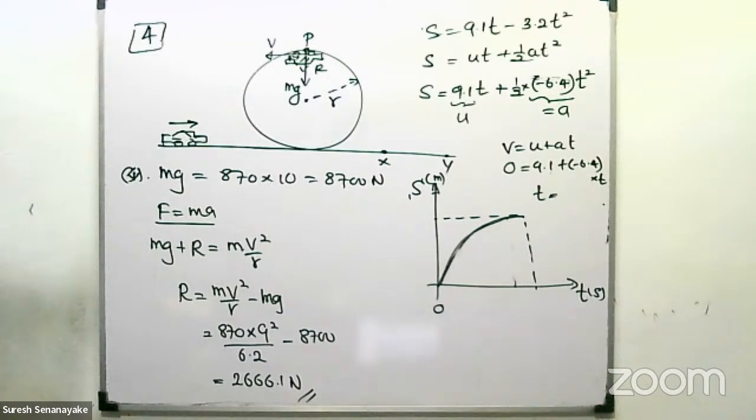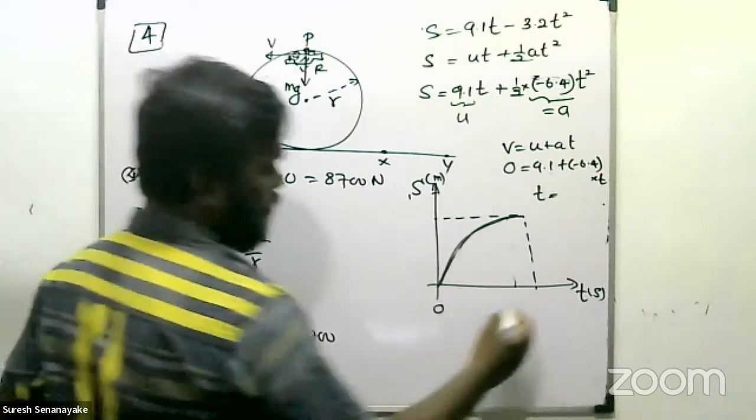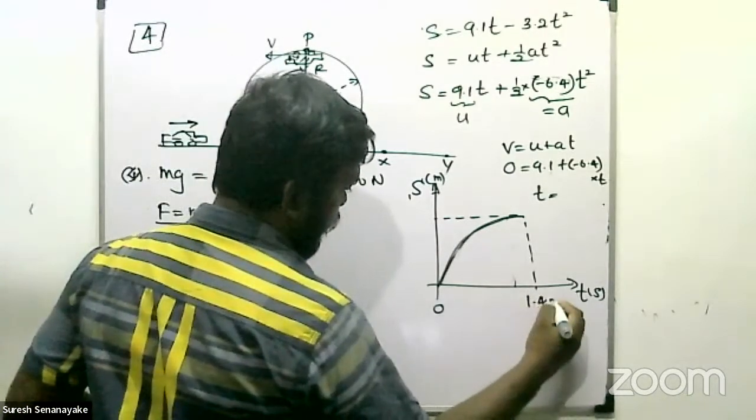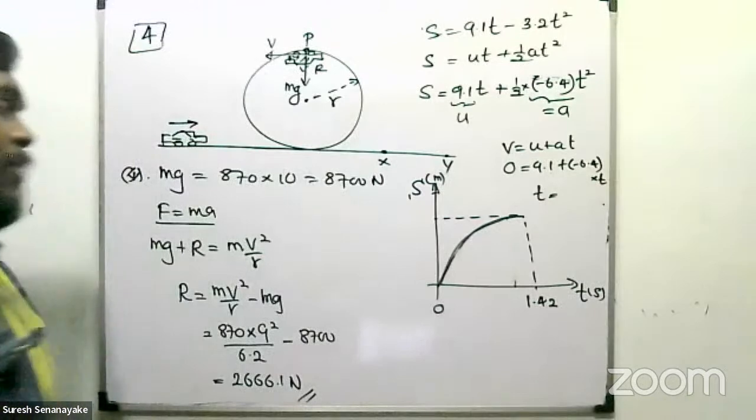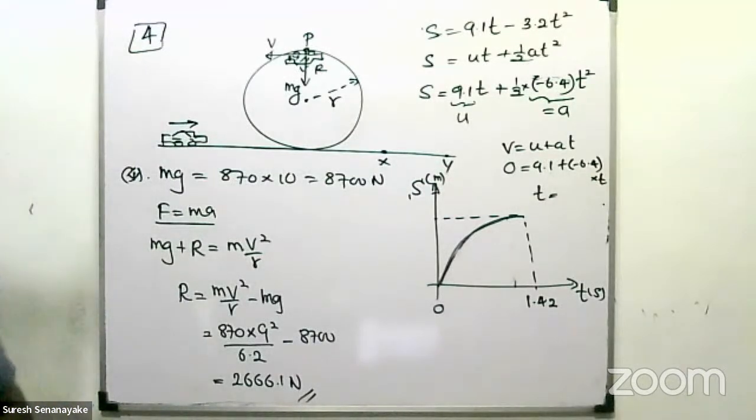9.1 divided by 6.4 is 1.42, and you can write this as 1.42 seconds. That's correct. And the displacement at that time, using this equation, you can calculate also.